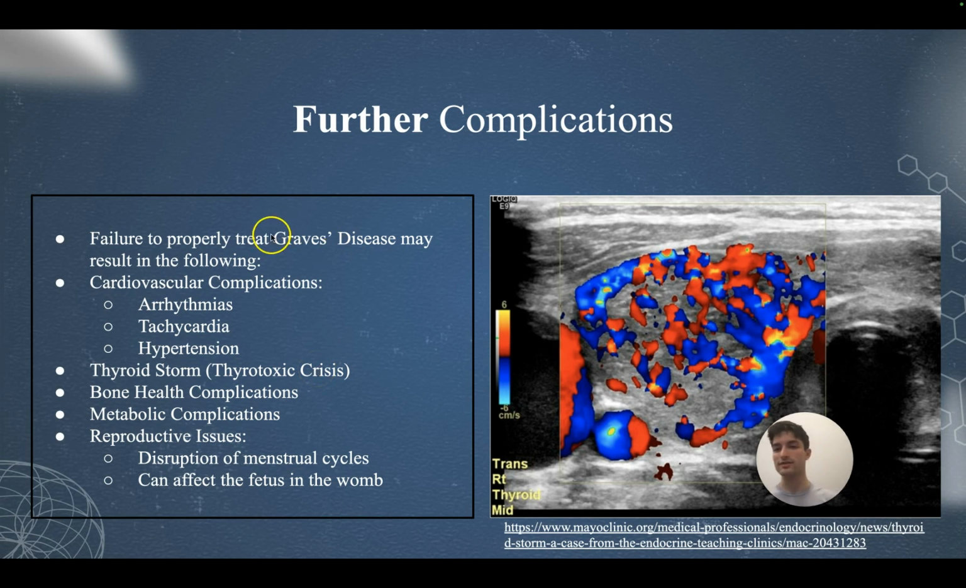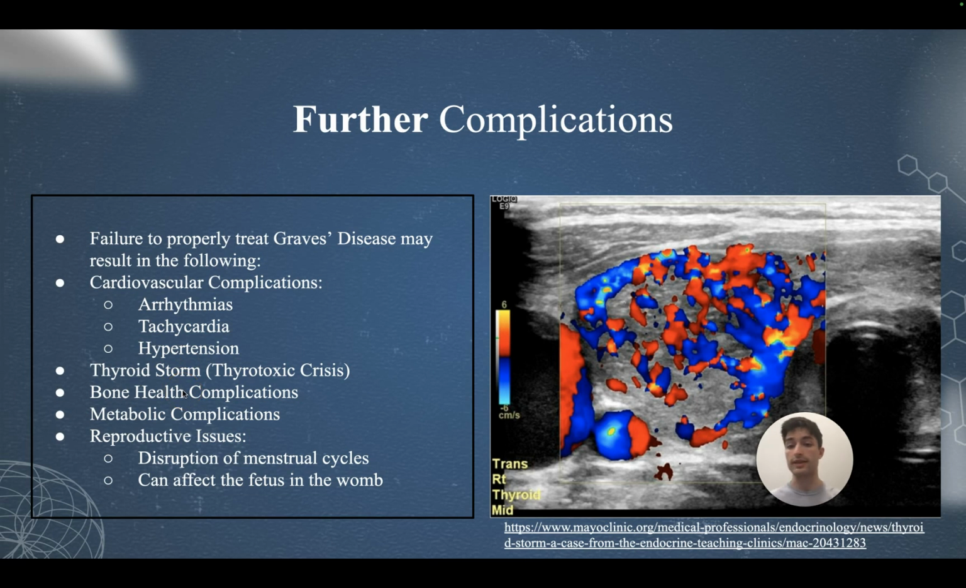So further complications, right? A failure to properly treat Graves' disease may result in the following. You can have several different cardiovascular complications, such as arrhythmias, which is basically the condition of abnormal heart rhythm, particularly atrial fibrillation, which can result in heart failure or seizures; tachycardia, which is basically an increased heart rate leading to heart palpitations and potentially damaging the heart muscle over time; and then hypertension, which is just increased blood pressure.